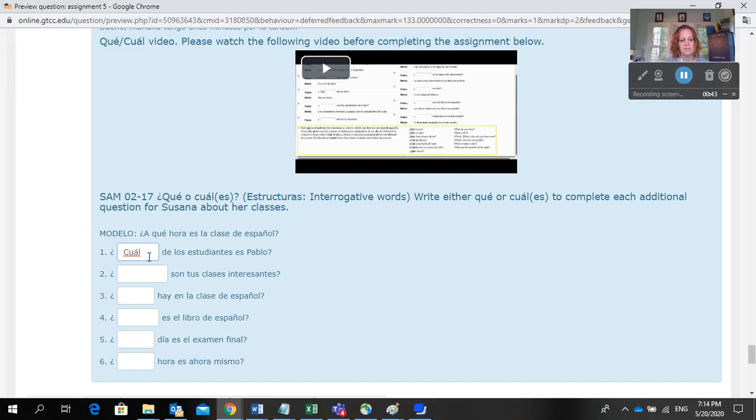Blank son tus clases interesantes. Out of all the classes you have, which ones are interesting? This time you would use cuáles.